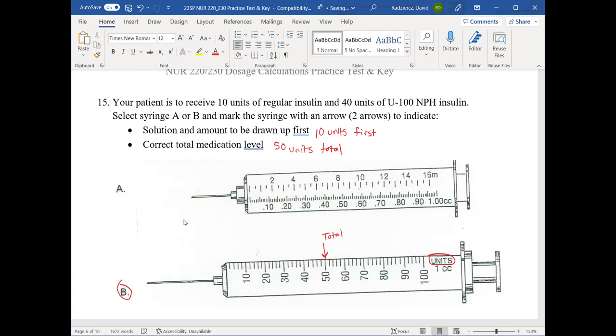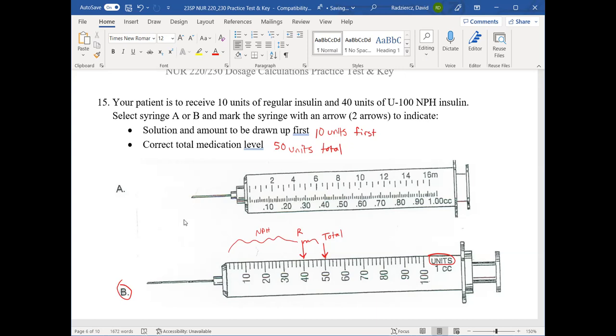What is drawn up first is actually going to be right here. This is the regular. So I'm just writing R, because when you drew this up, you drew up the regular first, which means between 0 and 40 is the NPH. Okay. In reality, it all mixes together, which is why I'm not a big fan of this question. And I've also seen, when they do this as a Blackboard test, they usually just tell you to mark the total and then make sure that you're able to mark that.